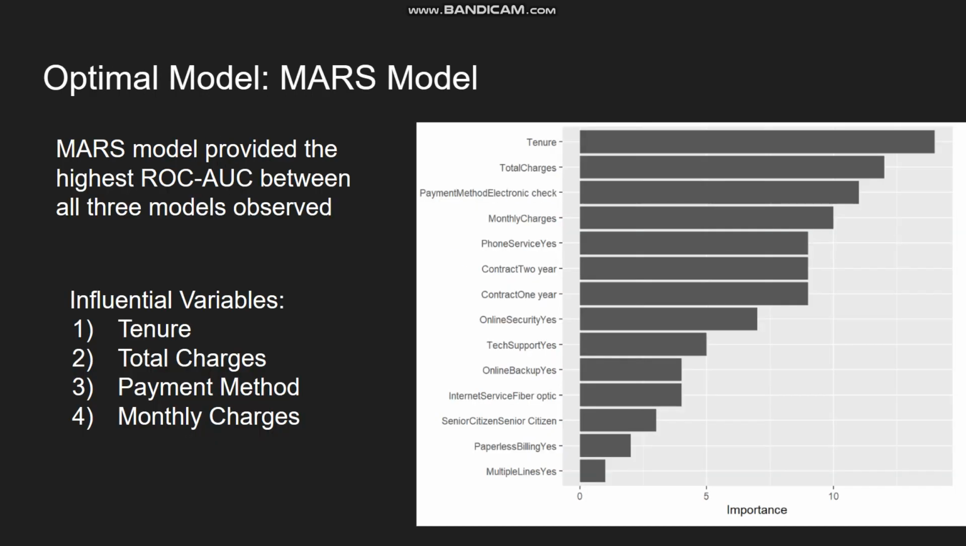Now, our optimal model is our Mars model because it provided us with the best ROC AUC out of all three models. Now, the most influential variables out of this model were tenure, total charges, payment method, and monthly charges.